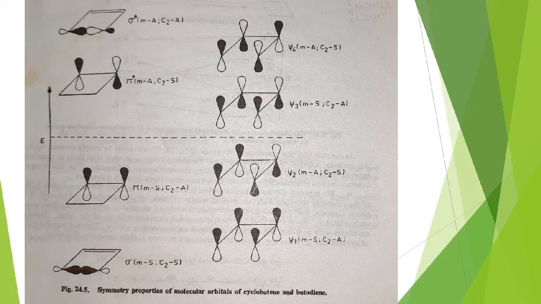We already know that the sigma orbitals have less energy than pi orbitals. So this is the sigma orbital of cyclobutene, and the pi orbital, pi star and sigma star. These two are said to be ground state orbitals and these two are said to be excited state orbitals.